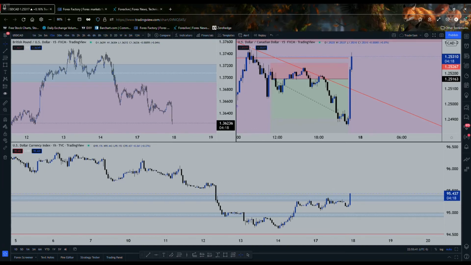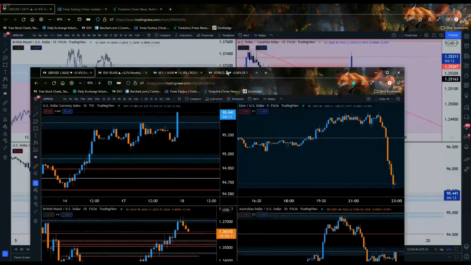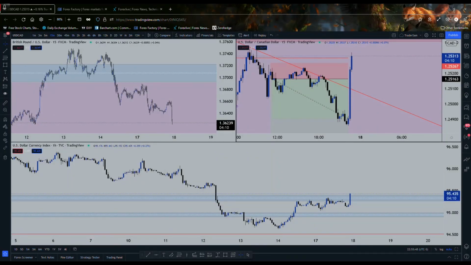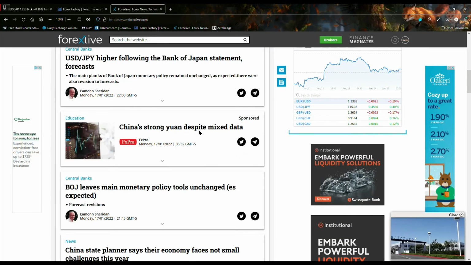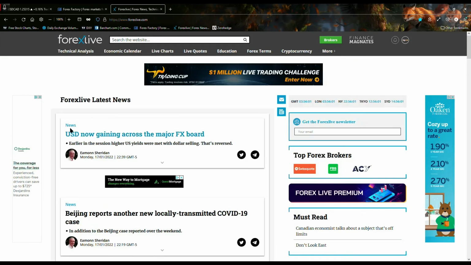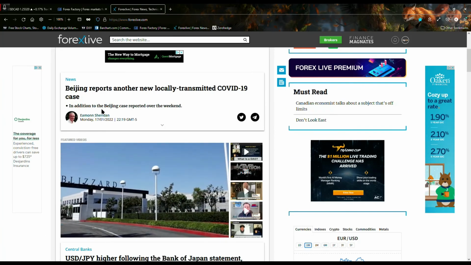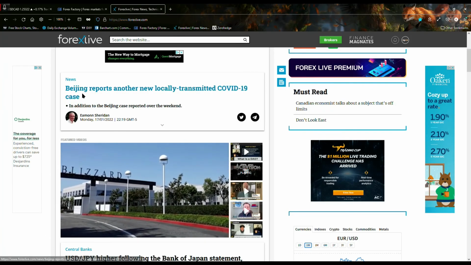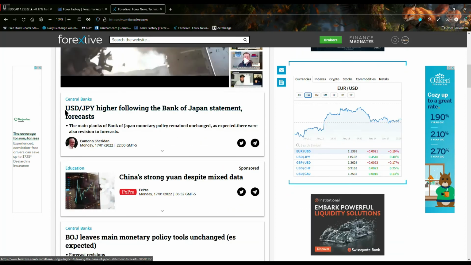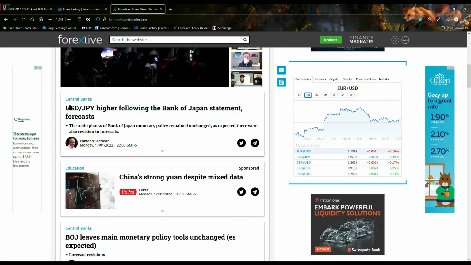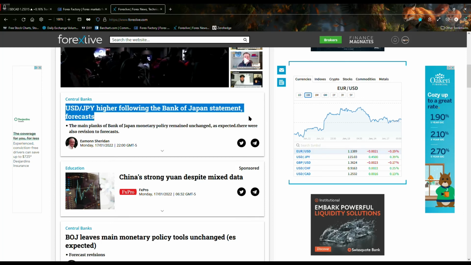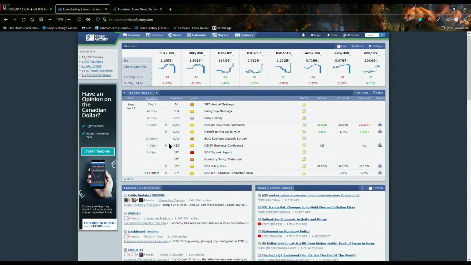Just to see the other screen here. Yep. Price is falling across the board. Dollar is just rallying. Went into the site here to figure out what's going on. US dollar gaining across the board. Oh, cool. Just another new COVID case. And then I think the manual intervention we're seeing right now on the US dollar is this Bank of Japan statement. Let me see.